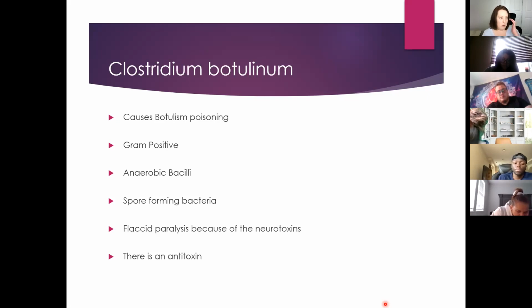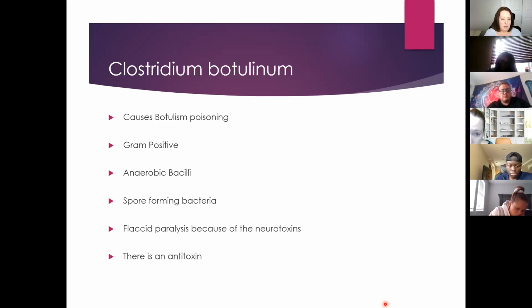So for those of you who have kiddos, that's why they recommend not giving honey to kids who are less than 1 year old, because they're less likely to be able to fight this type of bacteria off because their immune system hasn't properly developed yet.